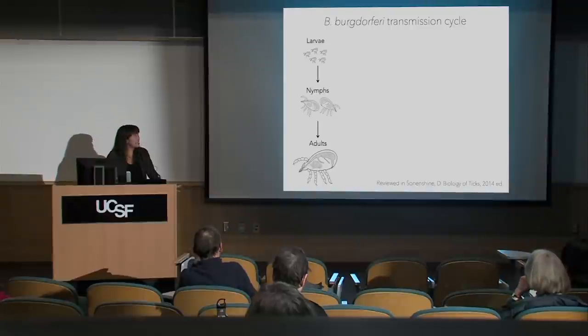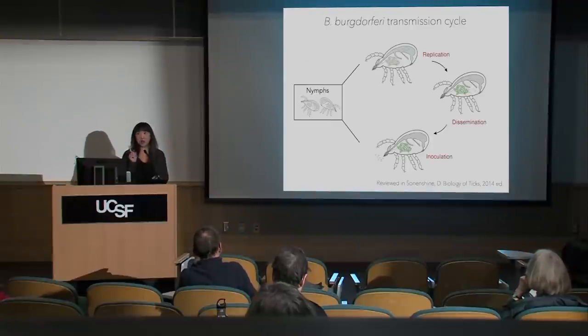So the nymphs, as I mentioned, will quest and find you. And by the way, they do not fly or jump. That was something that I've had to clarify to a lot of people. But they're really good at finding you. And the way they find you is they do something called questing. So that means that they climb up to the tops of grass or shrubbery, regions where they could easily latch onto an animal walking by.